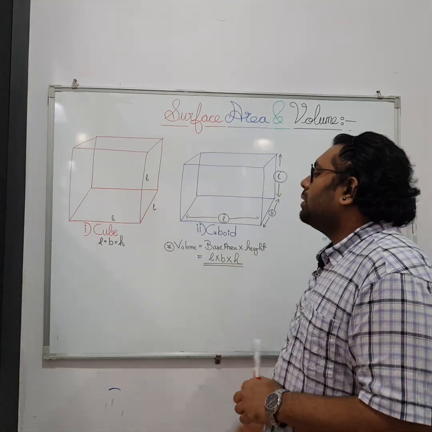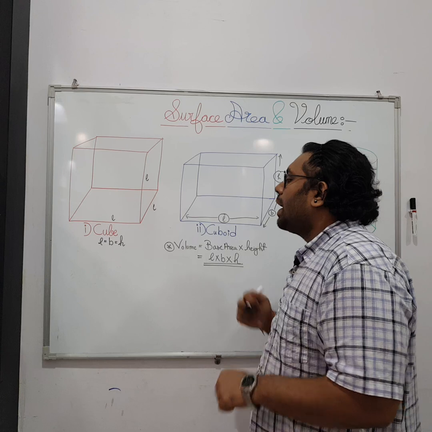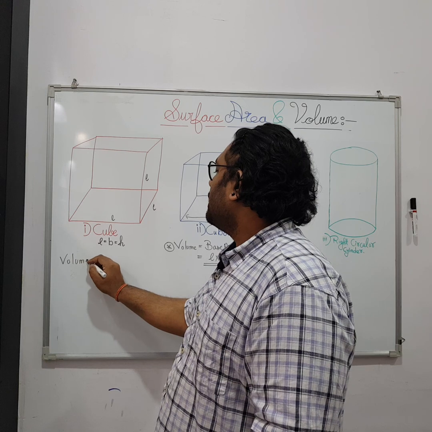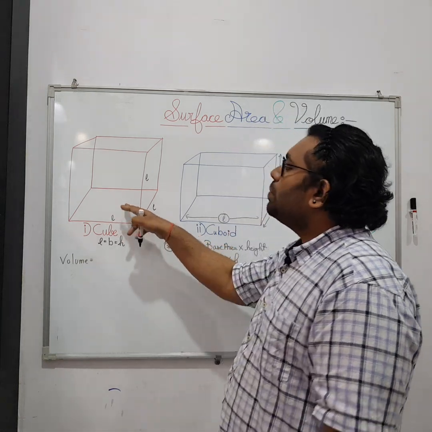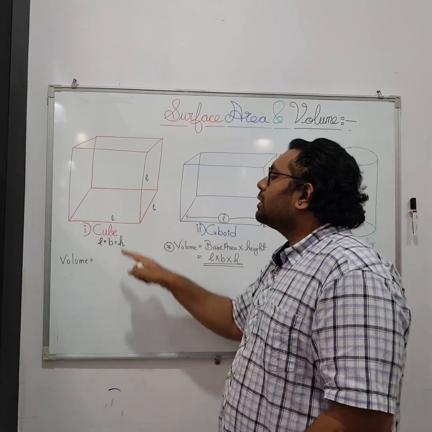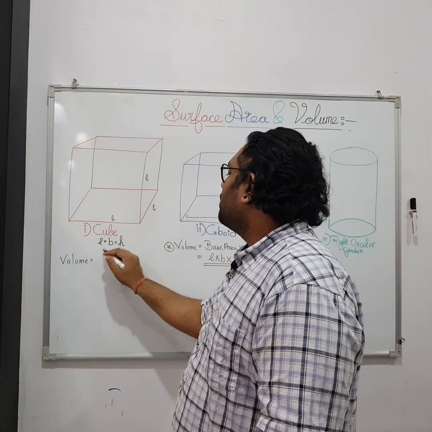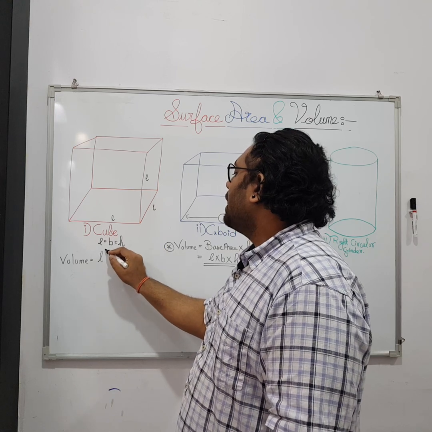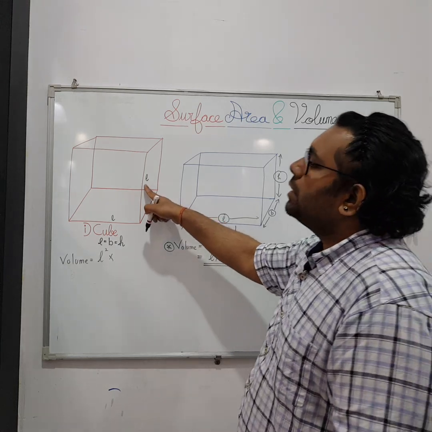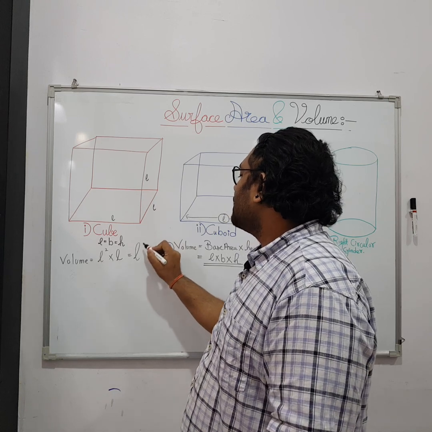Now let us try to calculate the volume of the cube using our formula, that is base area into height. If we use the same formula, the base of a cube is nothing but a square, and everybody knows what's the area of a square. The area of a square is nothing but side square. What's the side over here? L. Since the side of the square is L, the base area will be L square, that is L into L. Into height, and the height over here is also L. So L into L into L. So the volume of a cube is nothing but L cube.